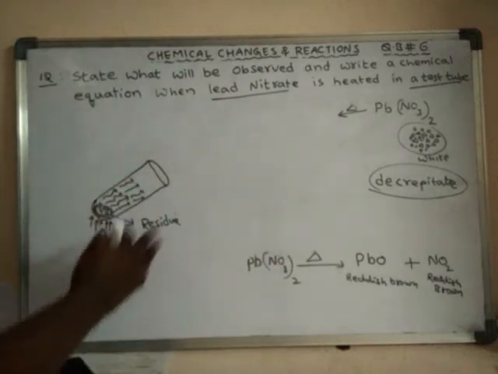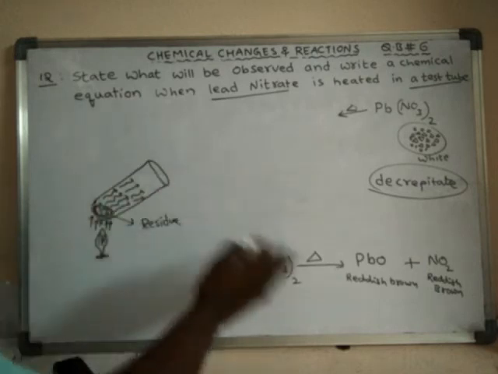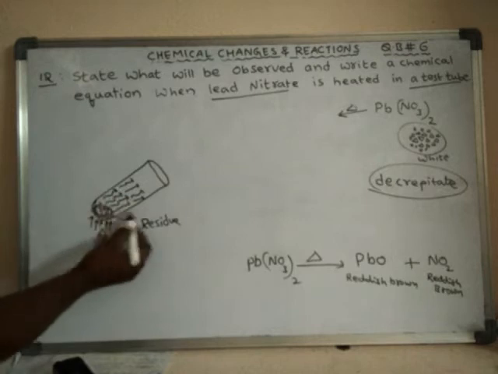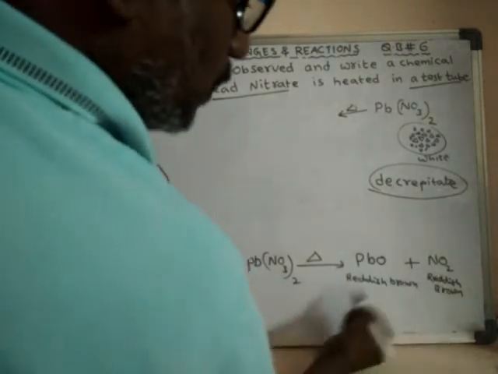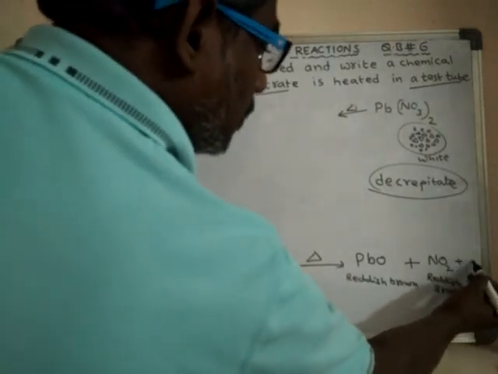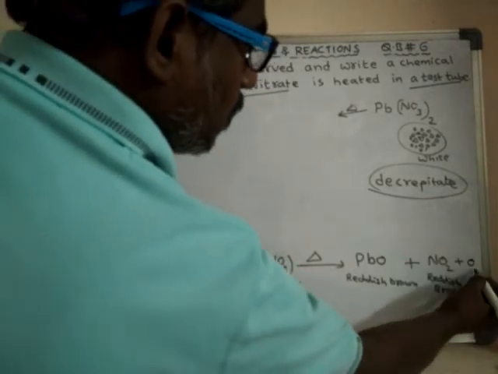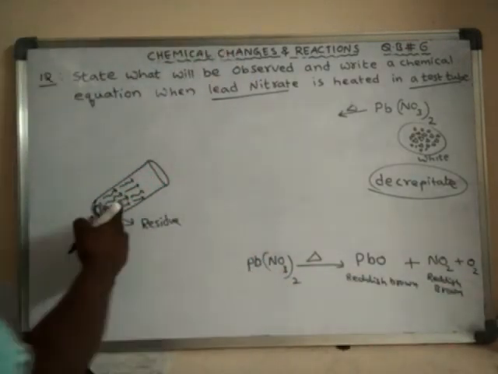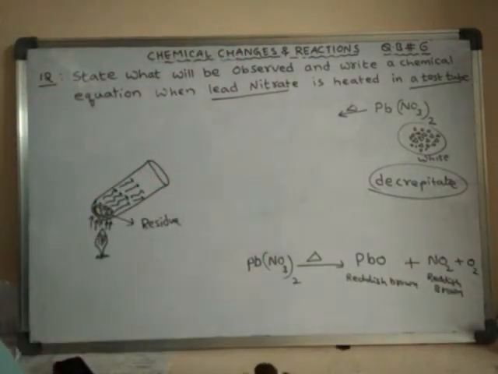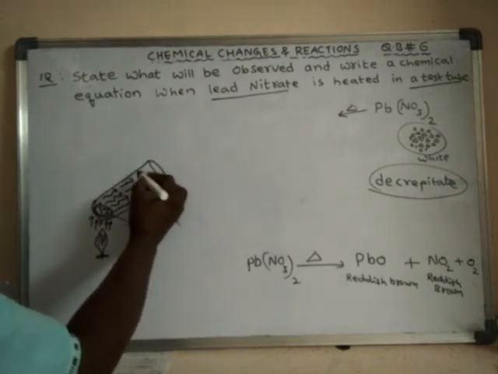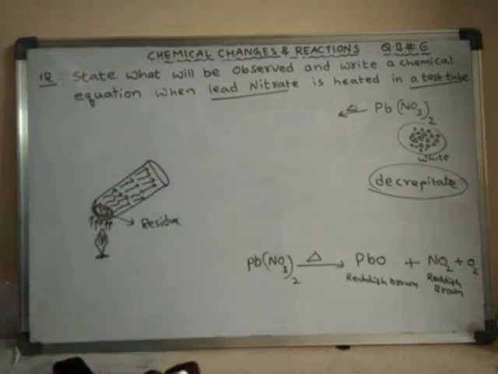This gas is evolved and will be removed from that test tube. Along with this reddish brown gas, oxygen gas is also formed. Oxygen is a colorless gas, so we cannot identify that oxygen gas is liberated along with this, because the test tube is filled with reddish brown colored gas.